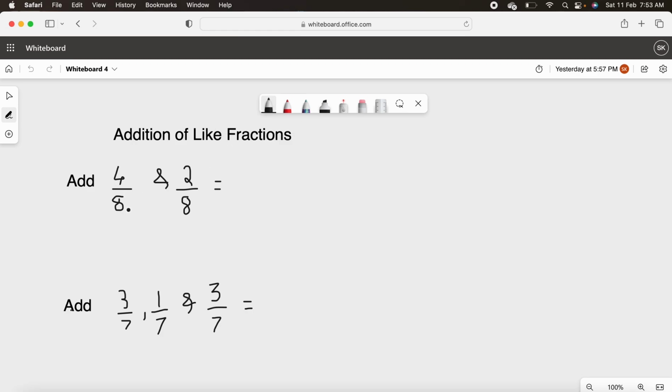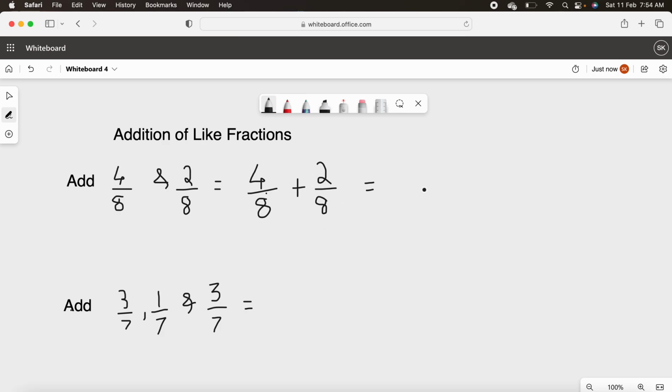Now 4 by 8 and 2 by 8, we need to add them. So the first step is 4 by 8 plus 2 by 8. That's the first step. All you have to do is, instead of this "and" sign, you need to put a plus sign because we are adding. All right. Now the next step, I don't think there is any question or confusion here.